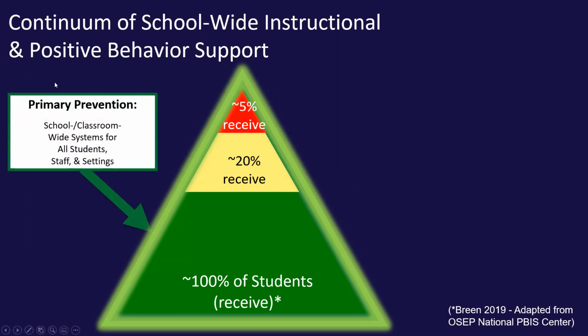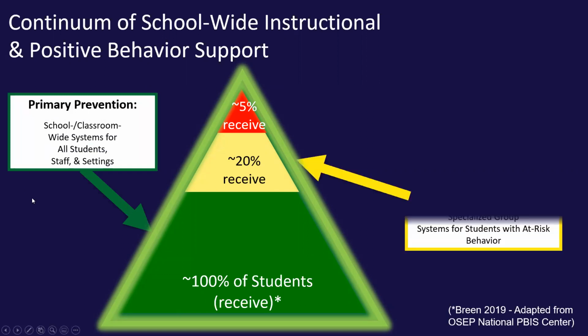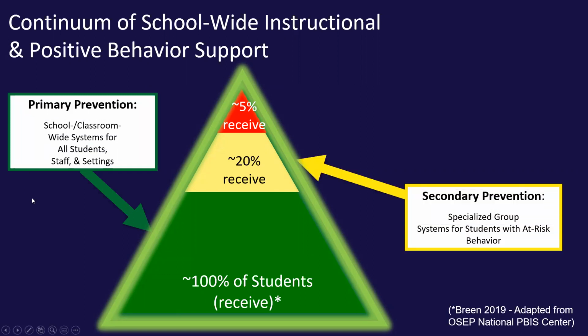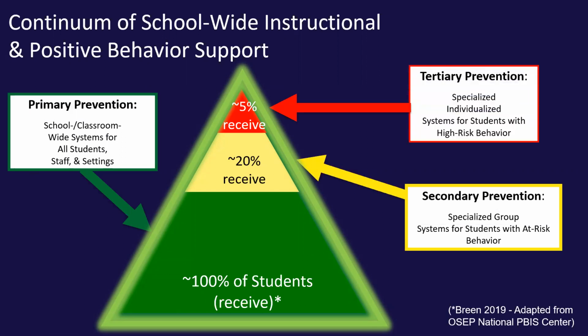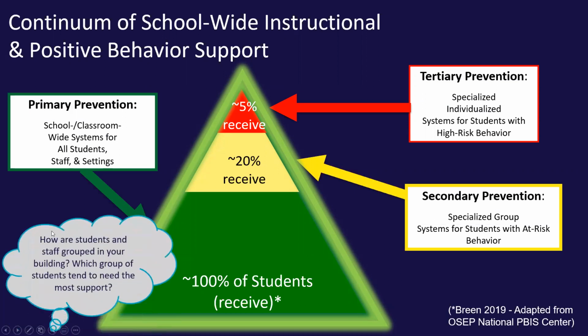So remember, primary prevention is for all students. Secondary or tier 2 prevention is for some students. And tier 3 prevention is for that small group of students who need individualized supports. Think about how your students and staff are grouped within the building and which students would tend to need more supports.